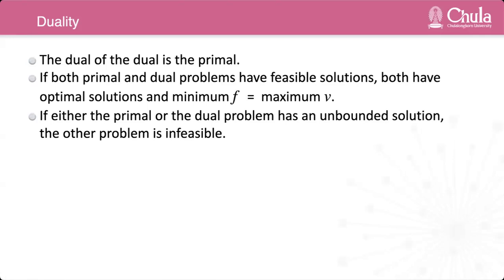And if either the primal or dual problem has an unbounded solution, the other problem is infeasible, okay? If you find your primal problem is infeasible, of course, you find the dual of it. The dual one has an unbounded optimal solution. If the primal has an unbounded optimal solution, the dual of it becomes infeasible. Okay?